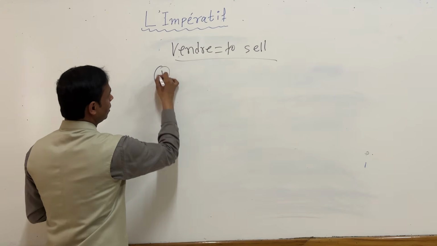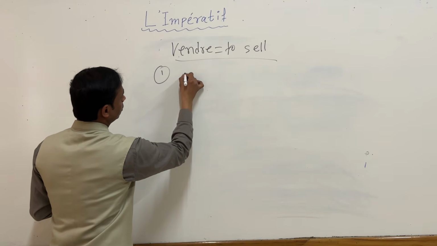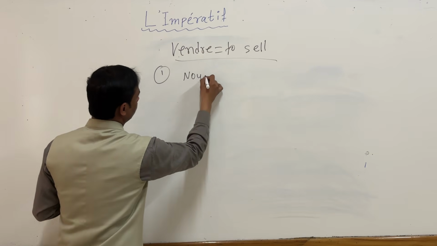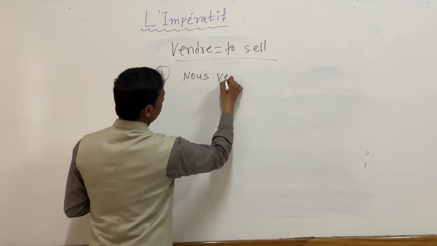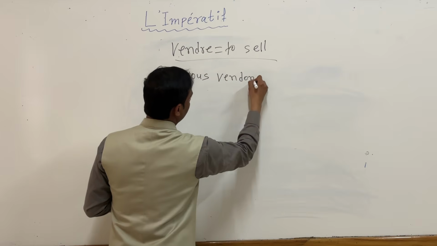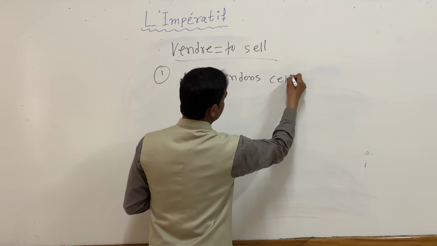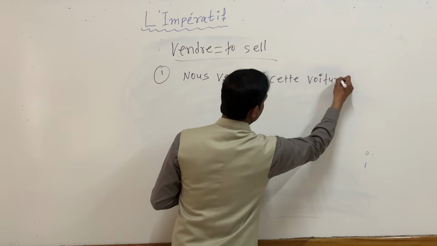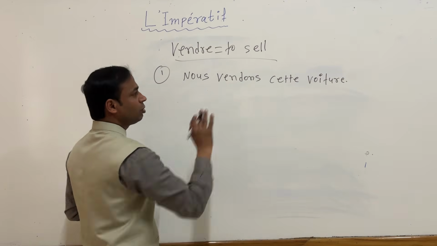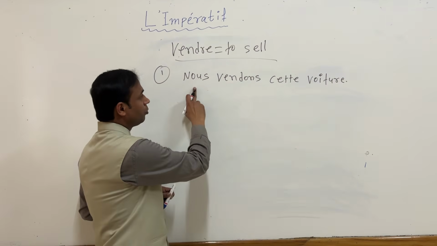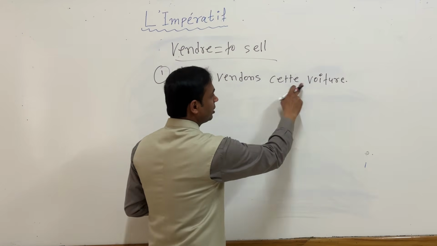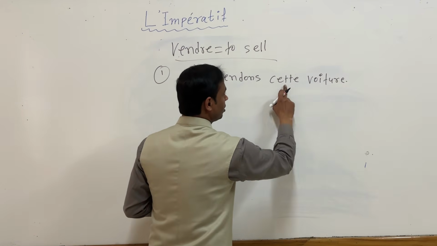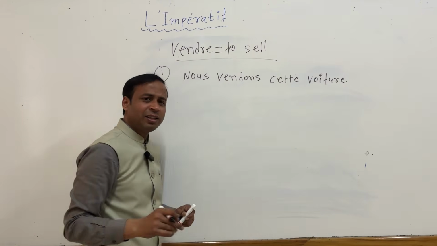Now, let me write one example. For example, nous vendons cette voiture. Nous vendons cette voiture, which means we are selling this car. Cette voiture means this car. So we are selling this car.